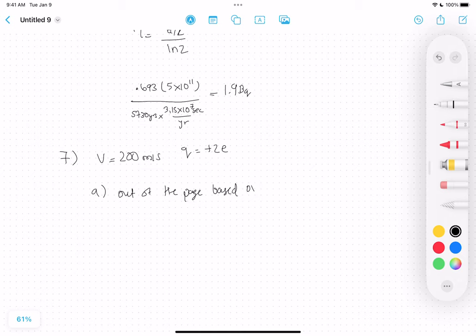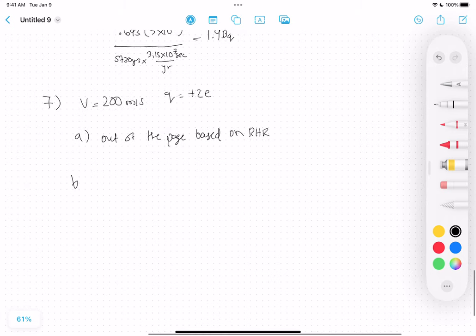So these are pretty easy points to rack up. That's 2 points right there for knowing how to position your fingers and contort your hand in a special way to figure out what the magnetic force in the field is. But that's our direction. Now part B is asking for the magnitude of the magnetic field.